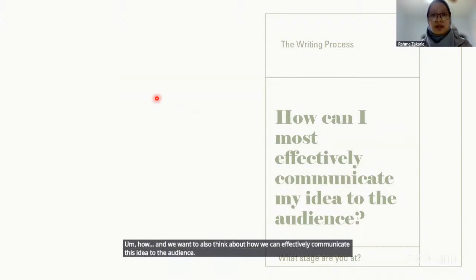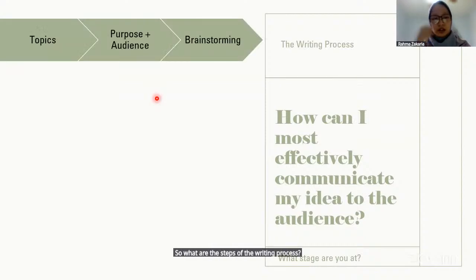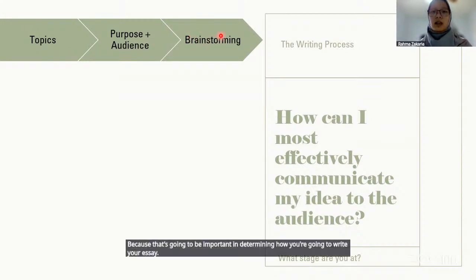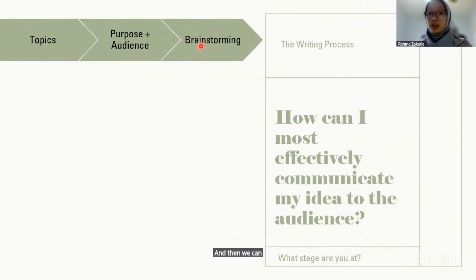So what are the steps of the writing process? We started off, of course, by thinking about the topics. And now that we have the topics in our mind, we want to think about what our purpose is in writing this essay. What do we want to convey? And who's going to be reading this? Because that's going to be important in determining how you're going to write your essay. And then we can think of brainstorming, where we think up a lot of different topics in order for us to figure out what we're going to be writing our essay about.